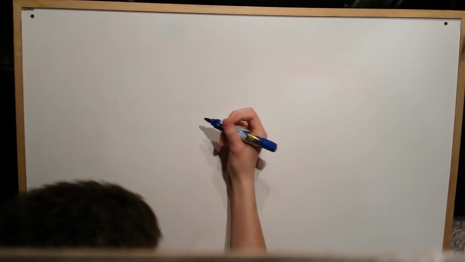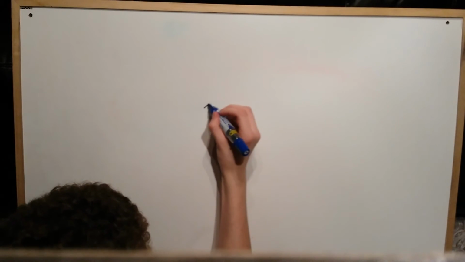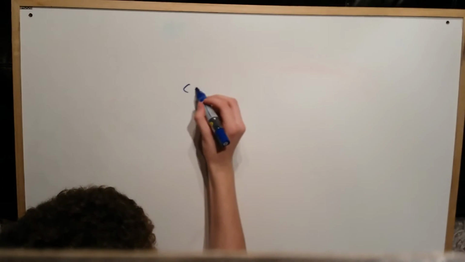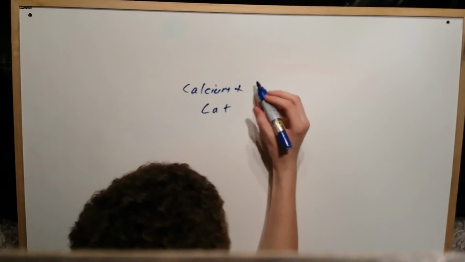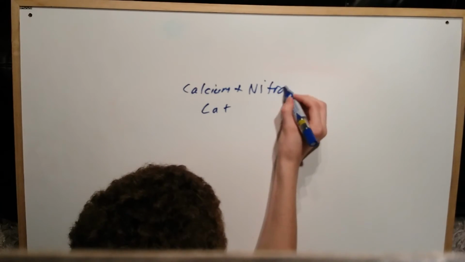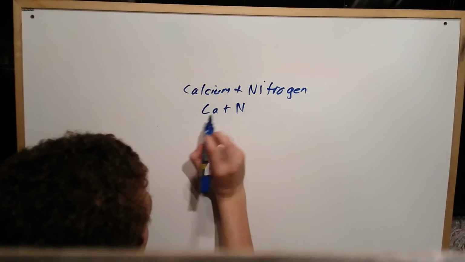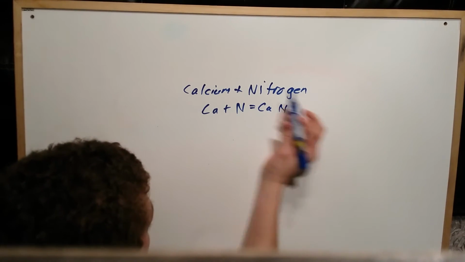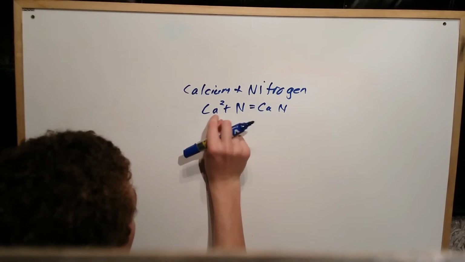Anyways, so for our last one, we shall do, let me look at the chart. Let's do, ooh, this is a good one. Calcium plus, so here, I'll write it out. Calcium and nitrogen. Nitrogen. Or N. So, Ca plus N equals CaN. The only problem with this is it doesn't actually equal this. Calcium is actually 2.